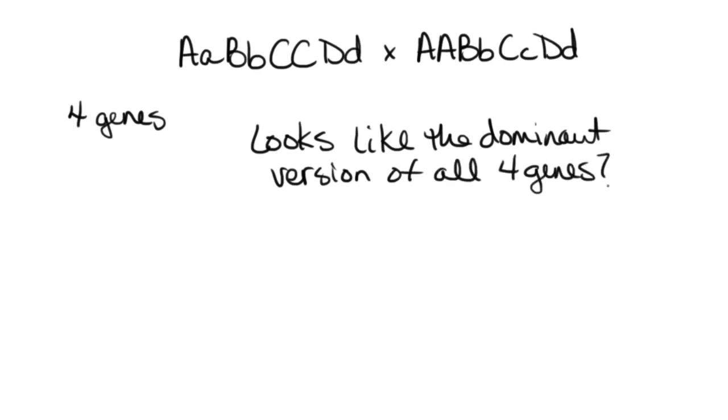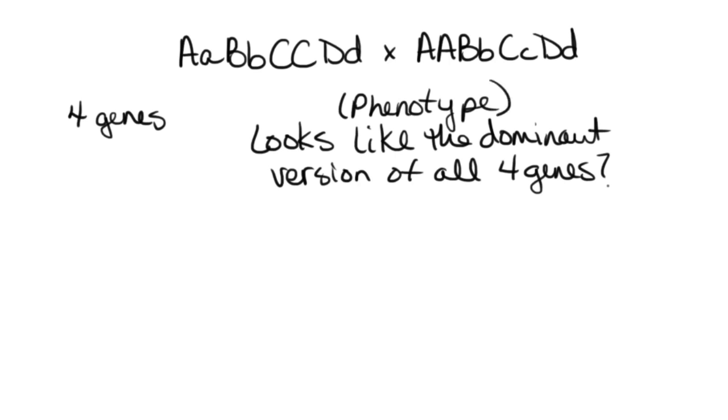So in other words, we want it to look like big A, big B, big C, and big D. And that really is what the two parents look like, even though they do happen to have different genotypes. So notice that what we're saying here is that we are looking for a particular phenotype.